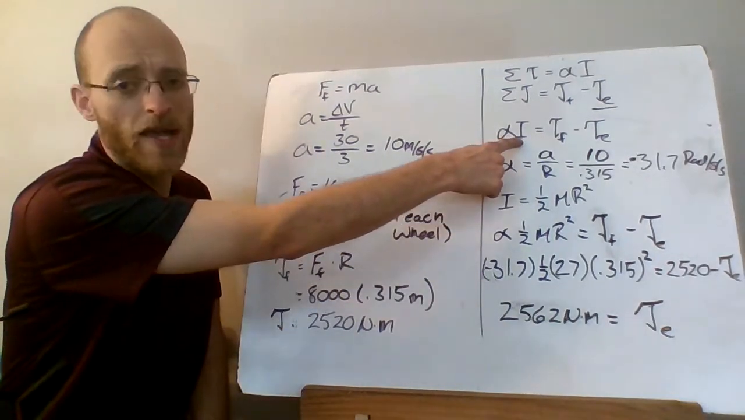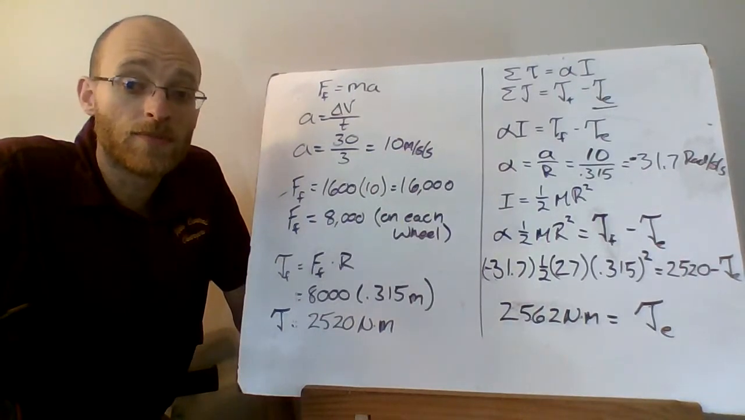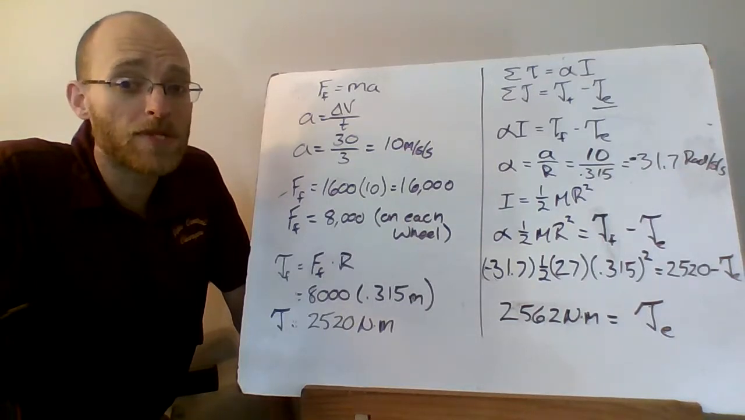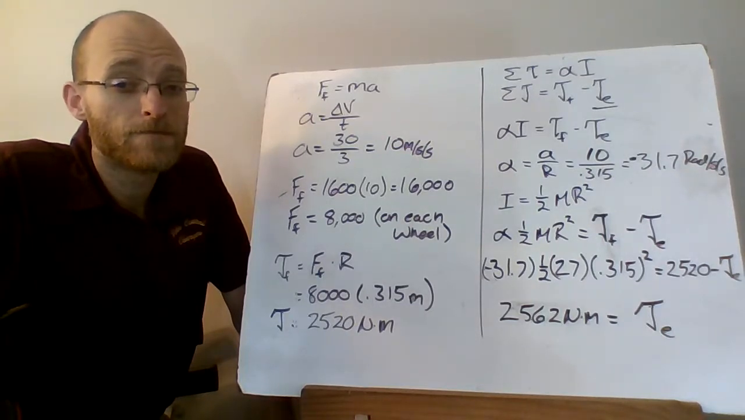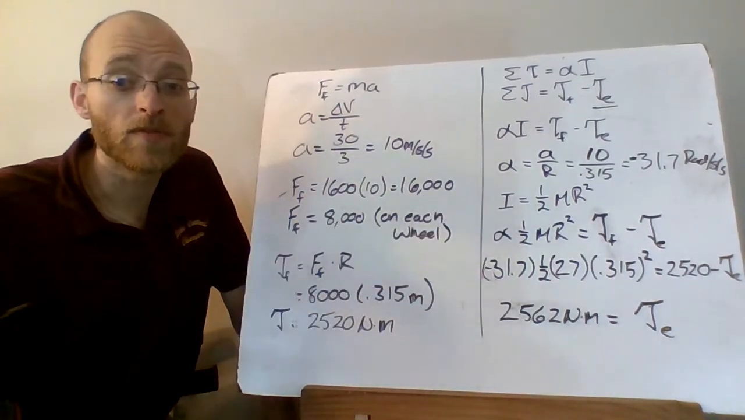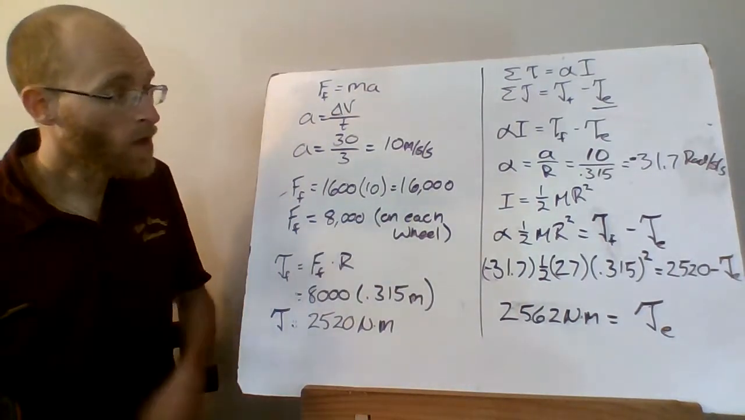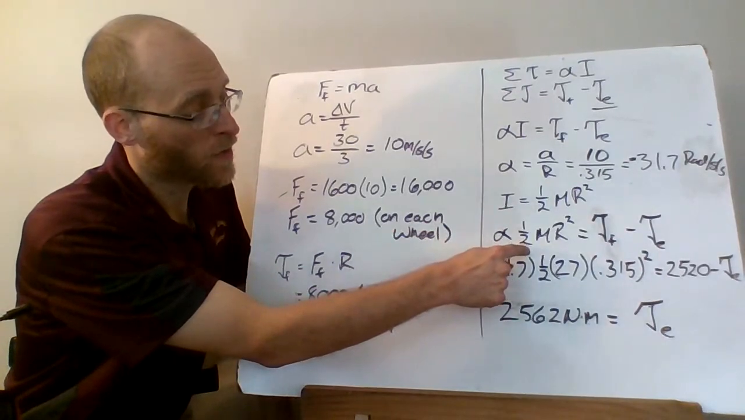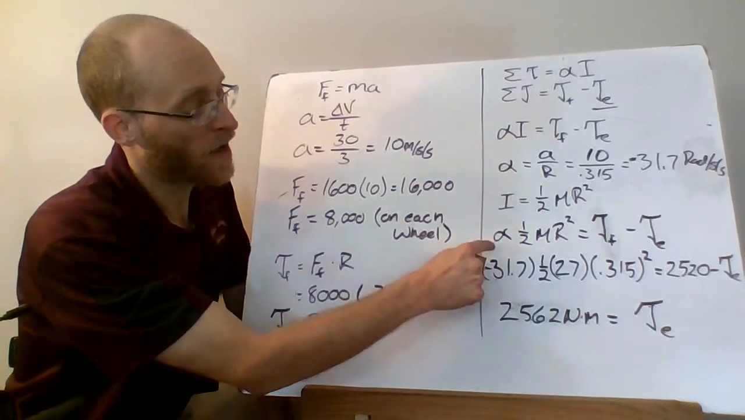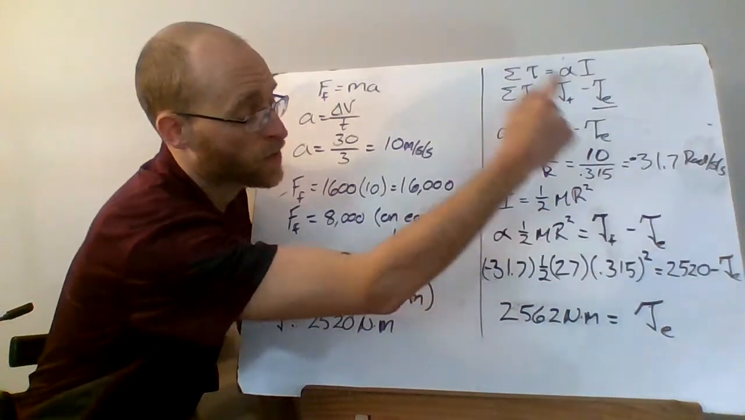I also need to know what my I is. Fair or unfair, I decided to keep it simple and just model it like a disk. Probably not really a disk. Anyway, the moment of inertia for a disk is 1/2 mr squared. So we plug that into our equation that we now have. We had alpha I here, now we have alpha times 1/2 mr squared equals torque from the friction minus torque from the engine.